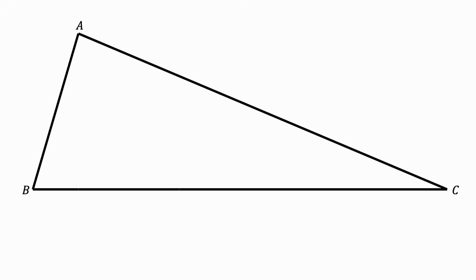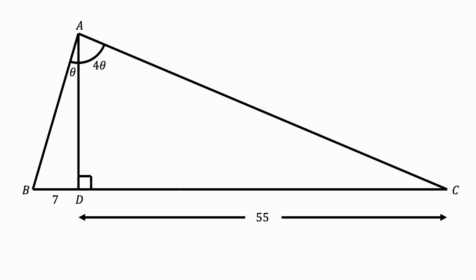In this video, we want to solve the following problem. Given triangle ABC, drop AD perpendicular to BC with D on BC. Given that angle DAB equals theta, angle CAD equals 4 theta, BD equals 7, DC equals 55, and AD equals X. The goal is to find X. And now for the solution.